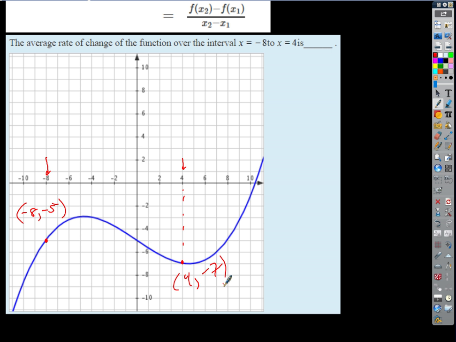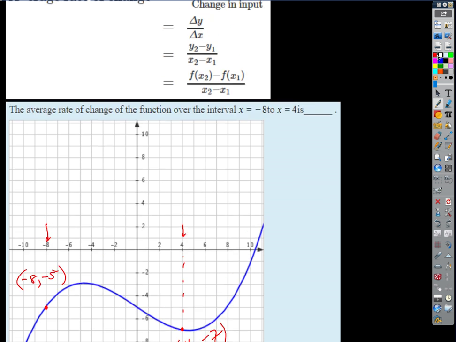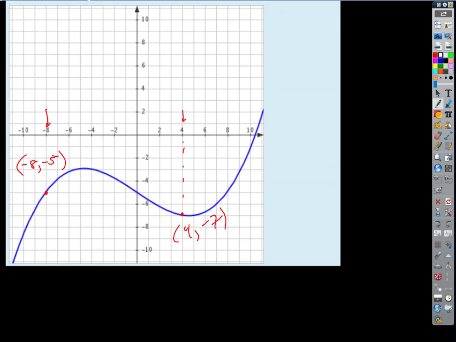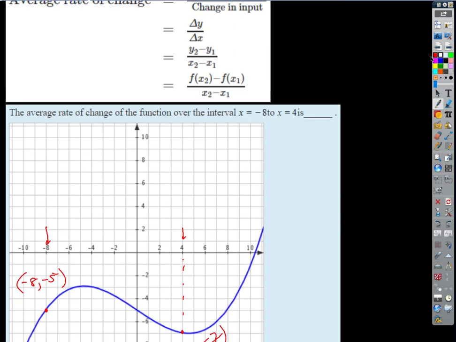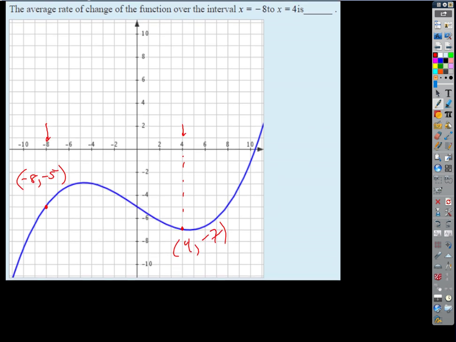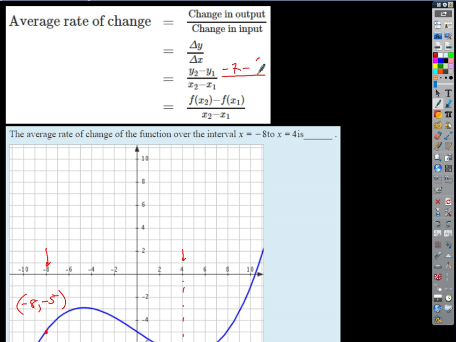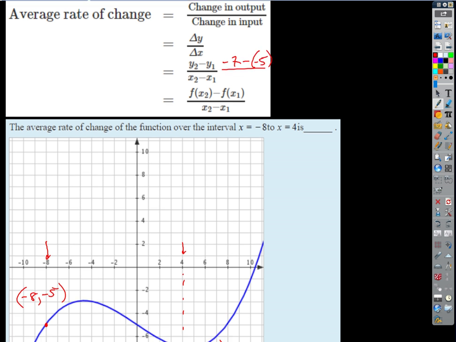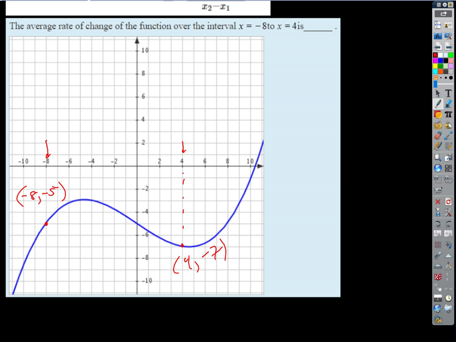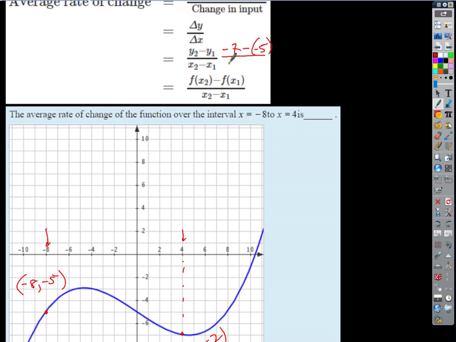Okay, so let's calculate the average rate of change. What are we going to get? We've got y2 minus y1 over x2 minus x1. What's y2? -7. That's always got to be the second one, right? We're always starting with the first point and ending with the second point, okay? So it's going to be -7. What's the starting y value? -5. What's the final x value? So x2 would be 4.